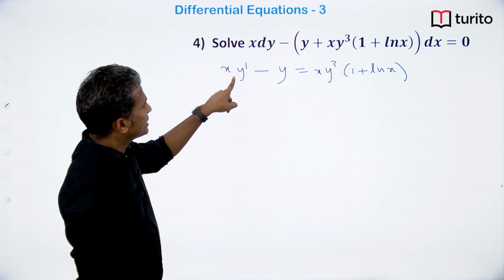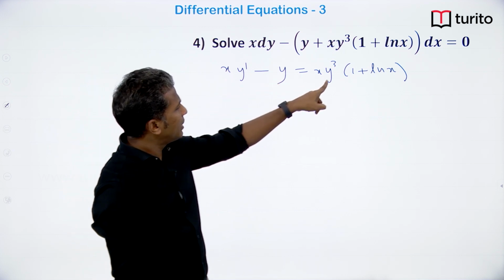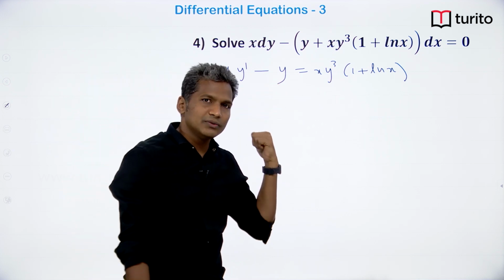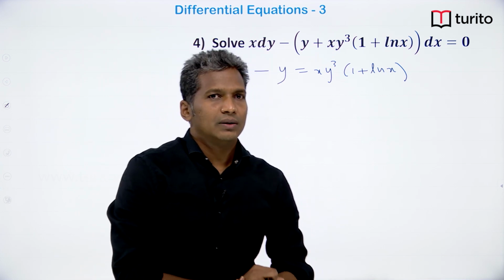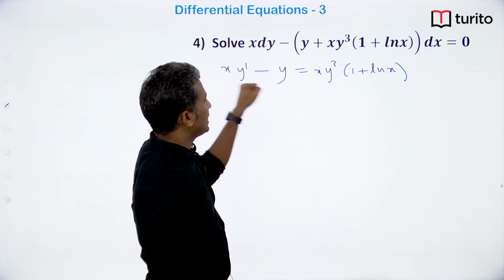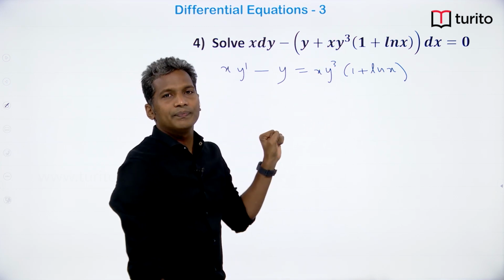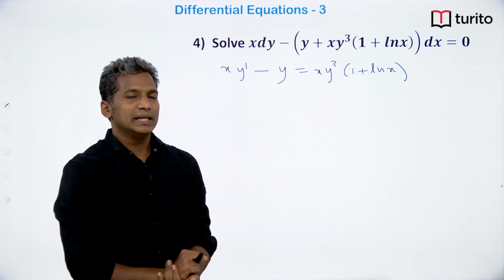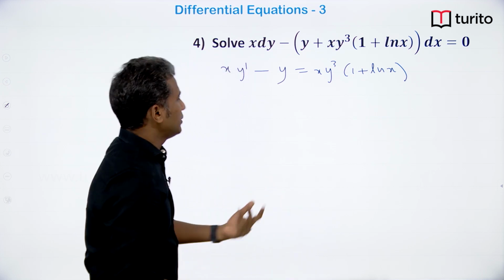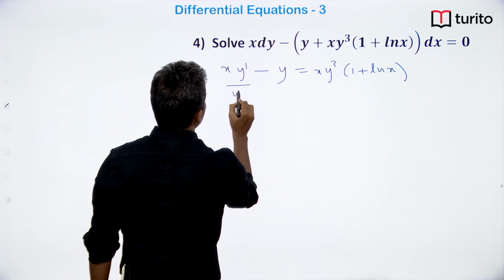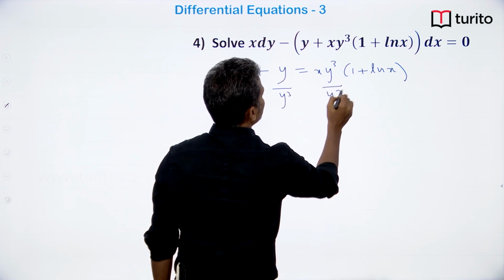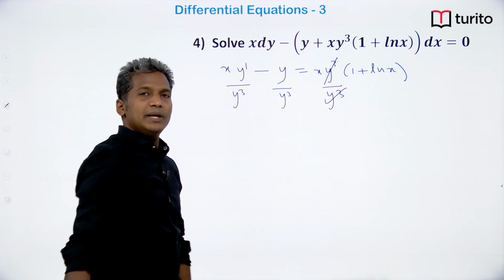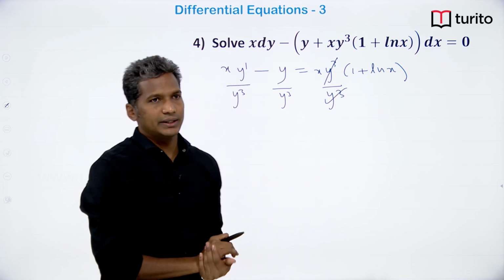Now, there is y dash term, there is y term, but there is y cube here. So, now this is in terms of Bernoulli's form. If I can divide this entire equation with this y cube, I can convert this into the linear equation. So, how do I do it? Just divide with y cube. Okay. So, here RHS will be completely a function of x.